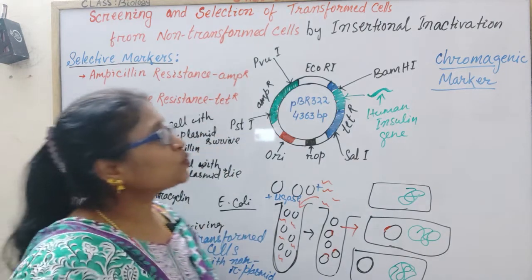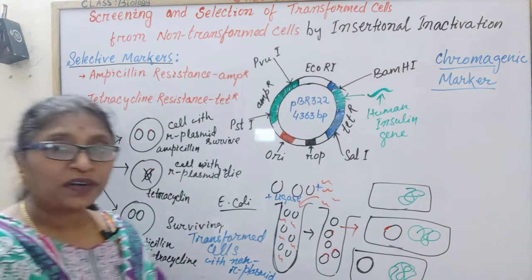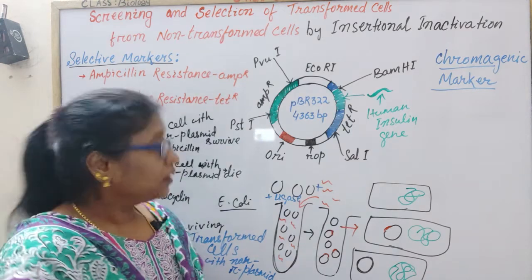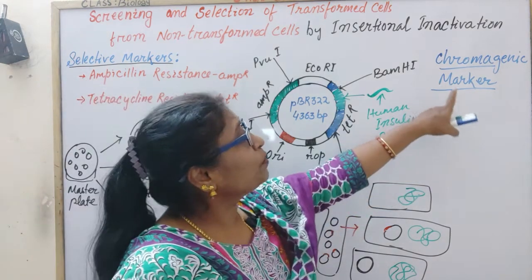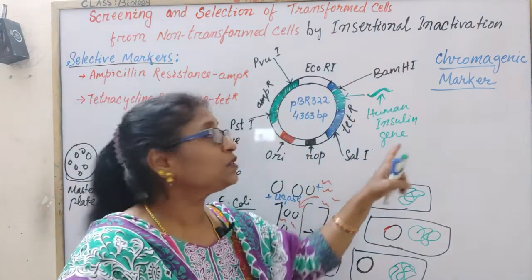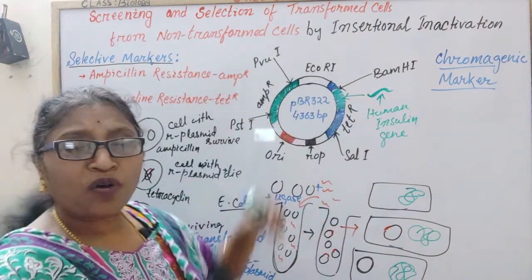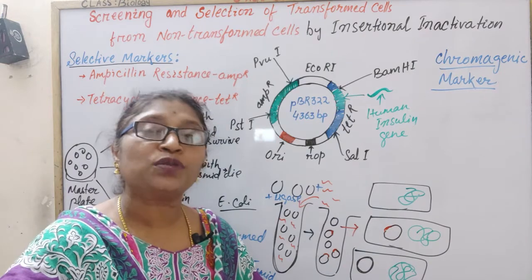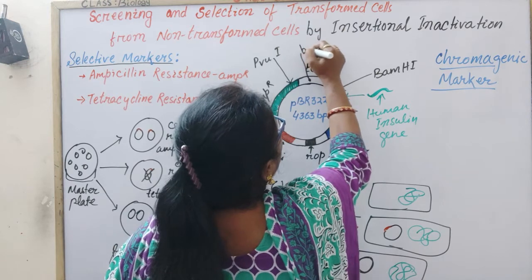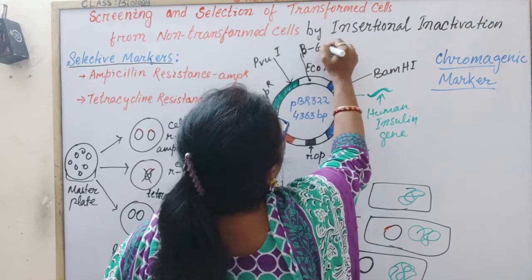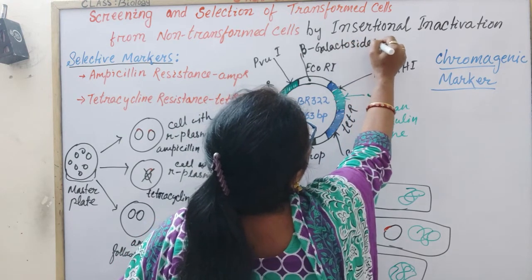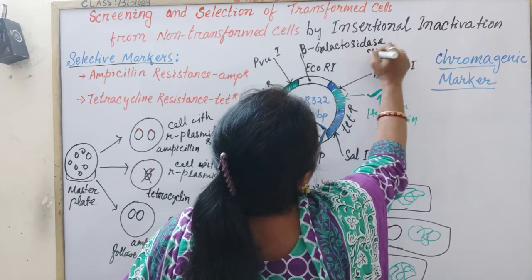Another is the chromogenic marker. You follow the book and read again the book and our given PDF. Then you can clear chromogenic marker. This is selective marker. In selective marker, antibiotic resistant genes are used. Here, chromogenic marker. In the plasmid, there is a gene, beta galactosidase. Suppose here is the beta galactosidase gene. Okay, the sequence.